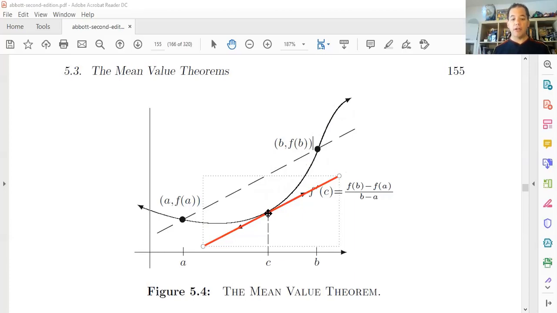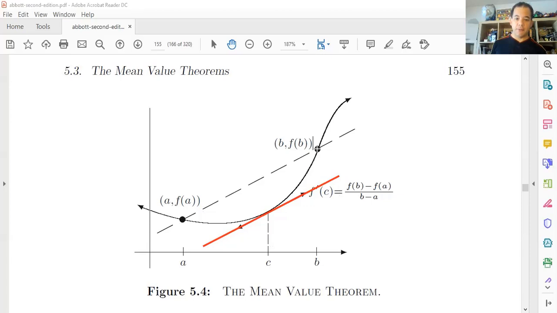And that point where it is tangent, that point C, will satisfy what is written right here, which is that the derivative at C, because the derivative is the slope of the tangent line, has to be the slope of that segment, right? And how do we get the slope of a segment? Well, it's the rise divided by the run.